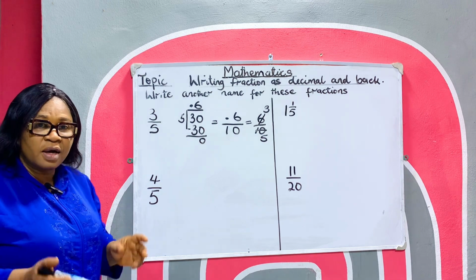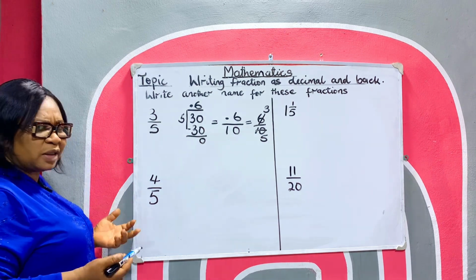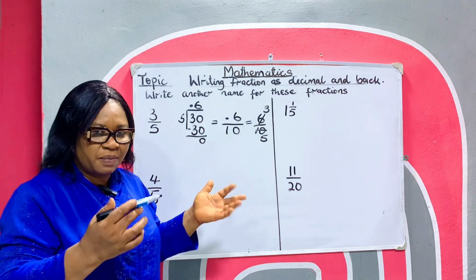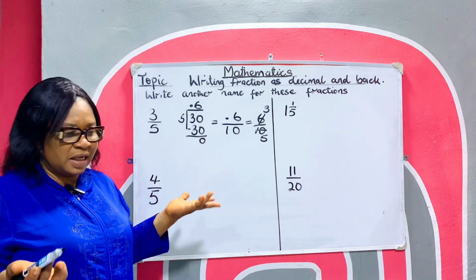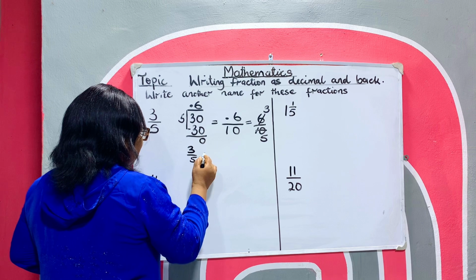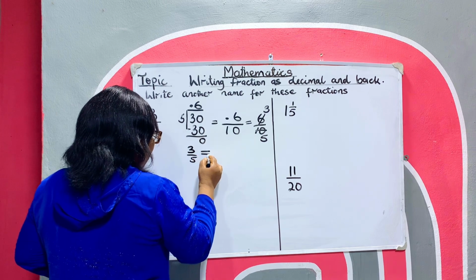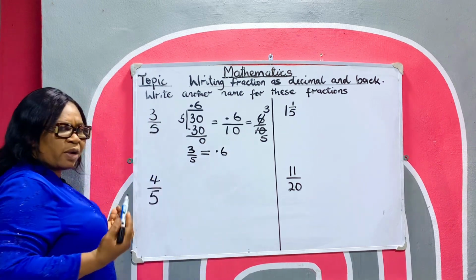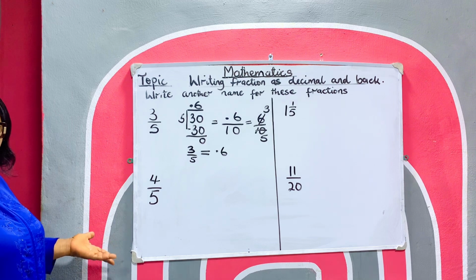3/5 is what? 0.6. So when you see 0.6, you know it is 3/5. They are the same thing. You can just write it, 3/5 is equal to 0.6. The two of them are equal.